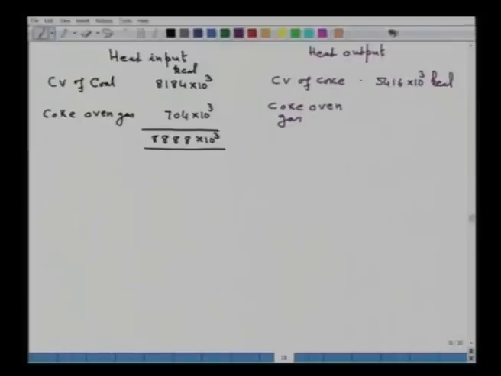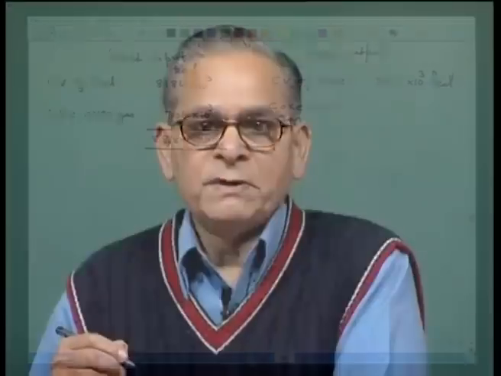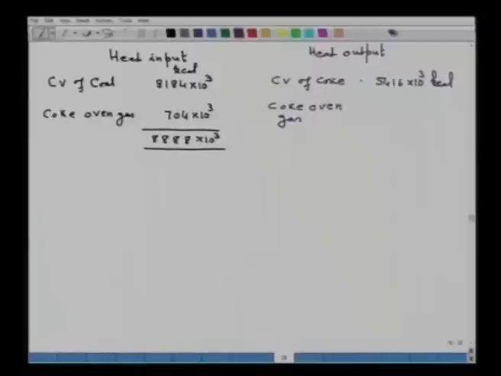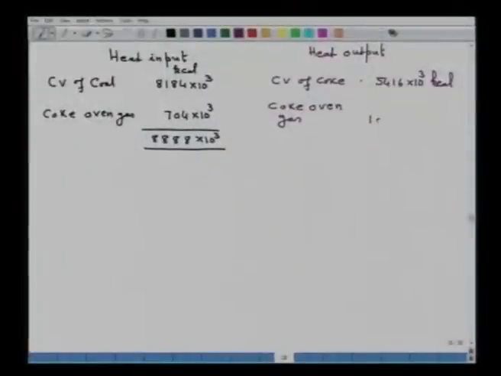The remaining coke oven gas, I am talking, because 40% has been recycled and 60% is left over, and I am calculating the calorific value of the 60% of the coke oven gas, which is now discharged into the environment from the coke oven chamber. So, this has a calorific value of 1053 into 10 to the power 3 kilocalorie.